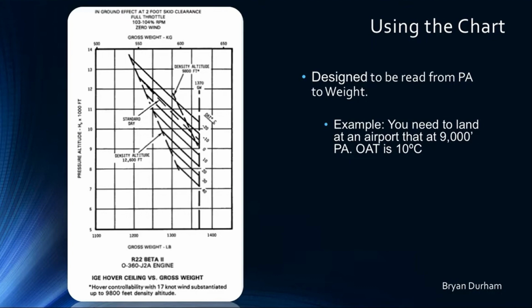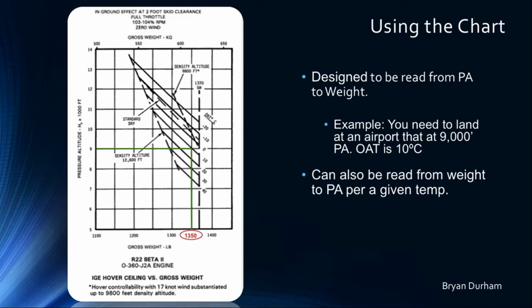So let's go through an example. You need to land at an airport that's roughly 9,000 feet pressure altitude. Your OAT is 10 degrees. So you take it from 9 here, we go straight over to where it intersects the corresponding temperature line. In this case, it's 10 degrees. You can see that right there. You go straight down, and that's the maximum weight that you would be able to in-ground effect hover with here. Now, I stress in-ground effect hover. Just because you can't in-ground effect hover somewhere does not necessarily mean that you cannot land. That's going to get into some of those factors that affect this, which we will cover coming up.